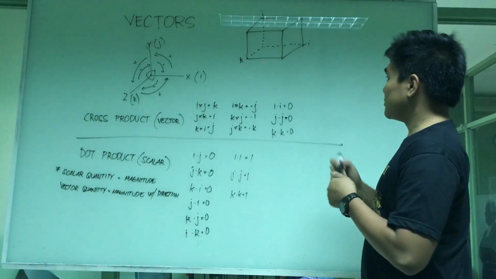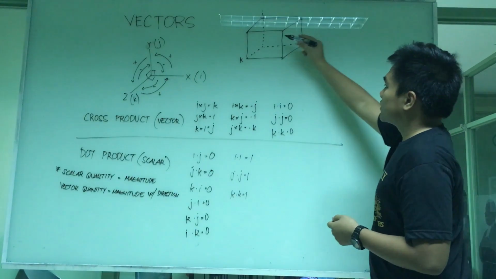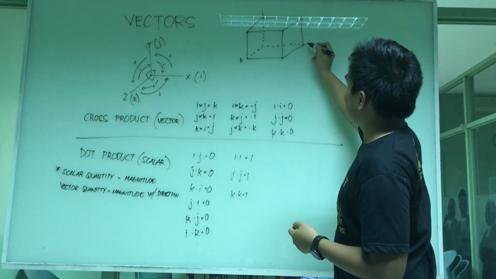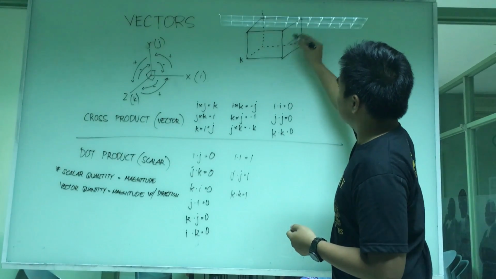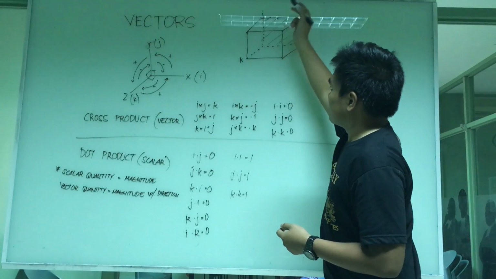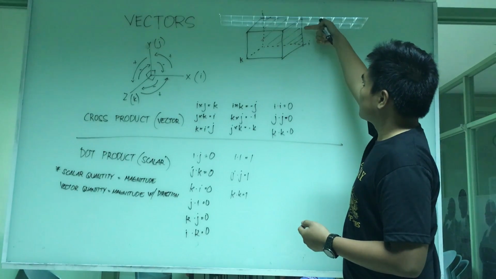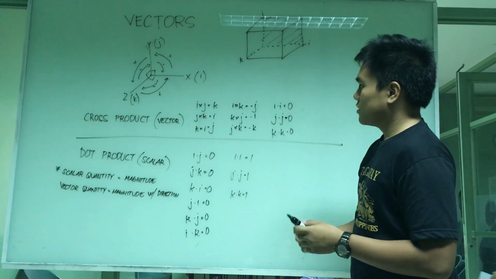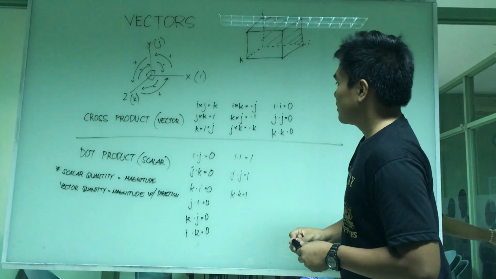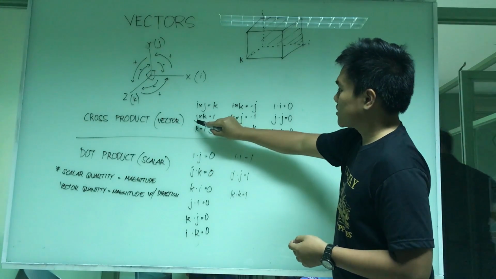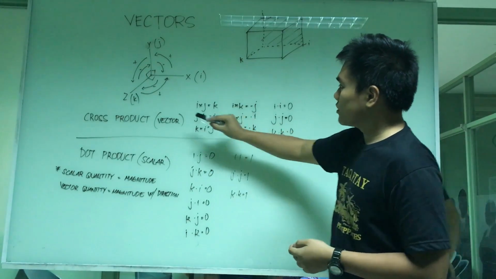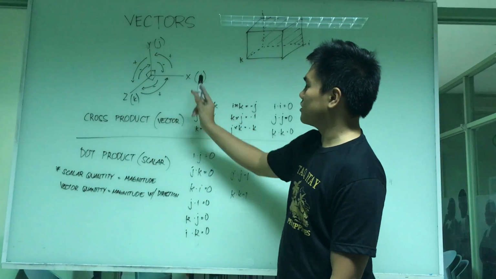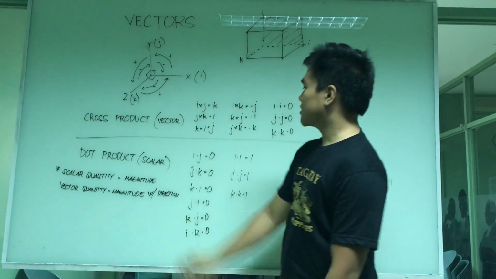For example, here in our 3D plane, we have the i-axis and the j-axis. Once we multiply the i and j-axis, it will result for this plane to move forward, which results in the k-axis. And it goes the same way with the other axes, like j cross k will always be equal to the i-axis, and k cross i will be the j-axis.